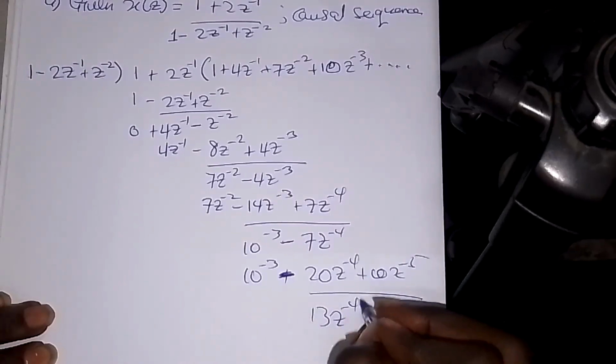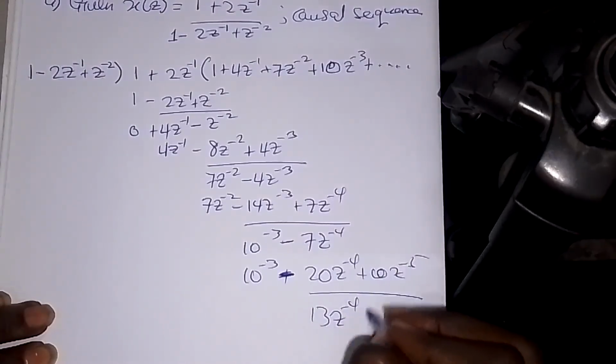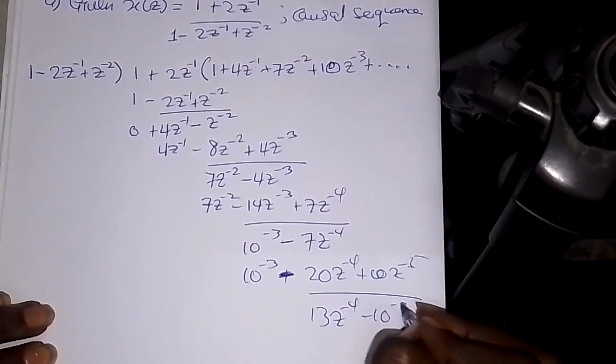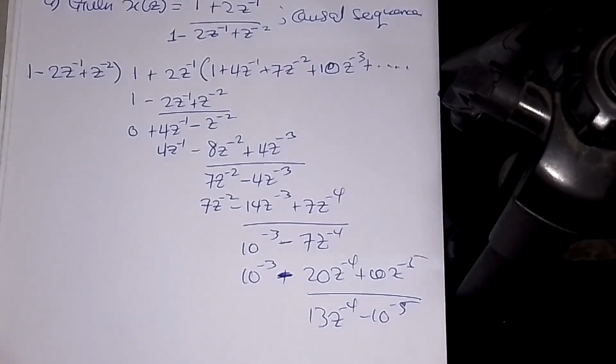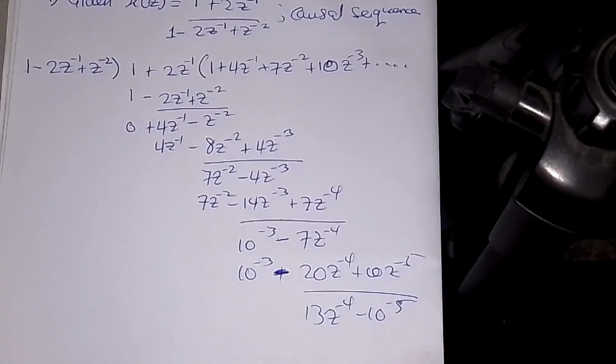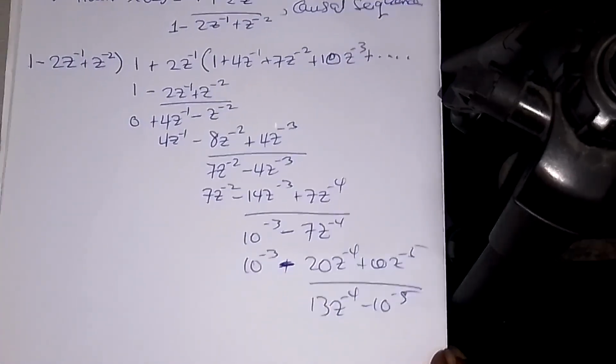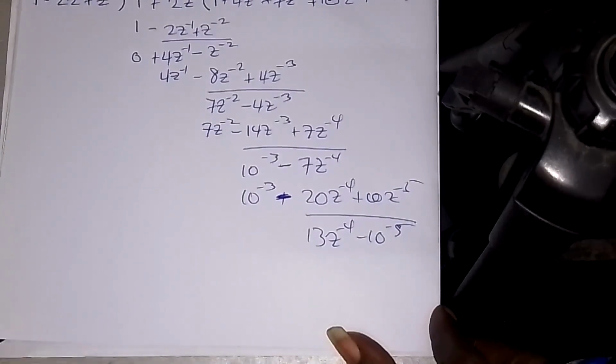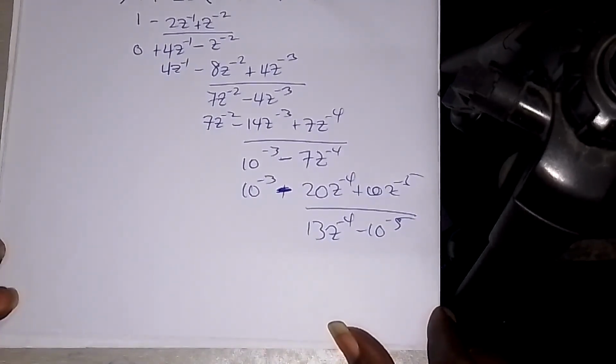z exponent minus 4. Here, I get minus 10 exponent minus 5. So it will go to infinity. After getting 3 or 4 values, if you can make it 4, very good. After getting about 4 values, I can stop.